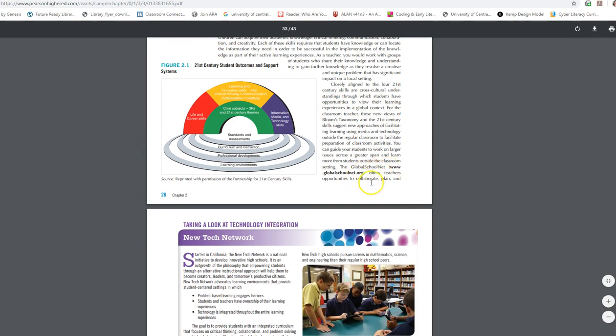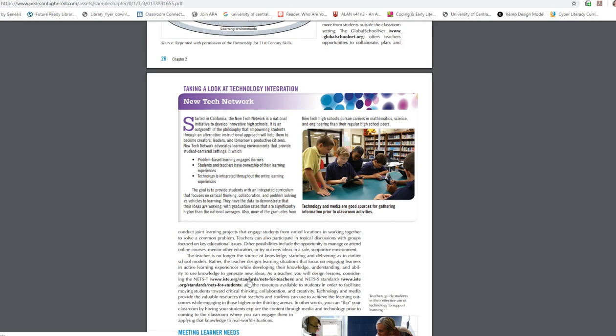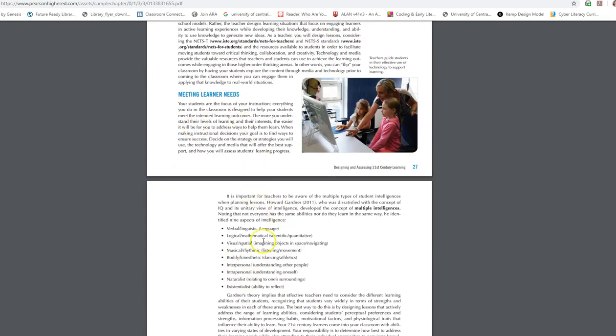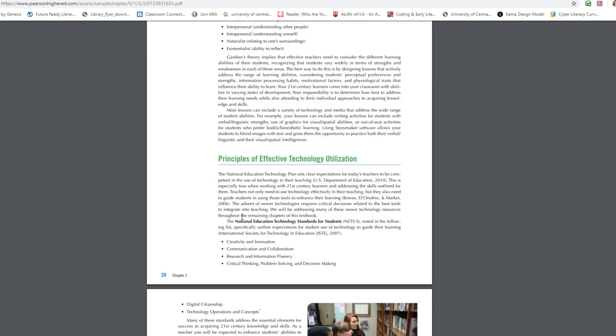Now the Global School Net should still be available, so you might want to go through there. And also on the ISTE website, you should be able to find different ways to incorporate true technology integration rather than just kind of throwing technology at the students. Thinking about meeting your learners' needs, again, we're going to talk about assistive technology that can really help students develop as a 21st century learner.